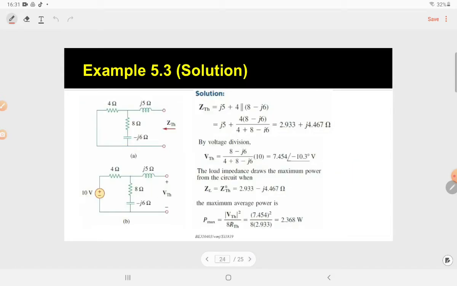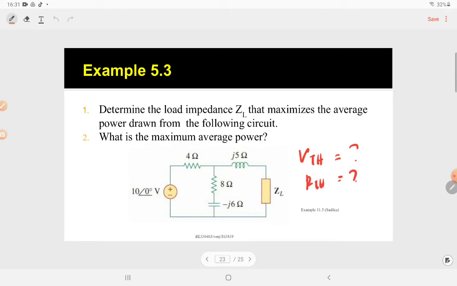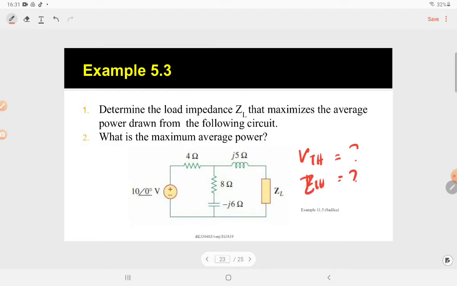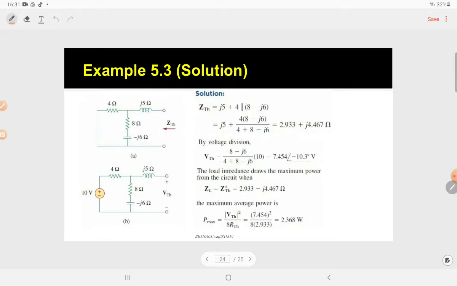All right. So we can start by finding the value of RTH, which is actually your ZTH, right? Because we are working in the AC circuit, we do not use R. Instead, we are using impedance, right? So what is the value of VTH and also ZTH, right?